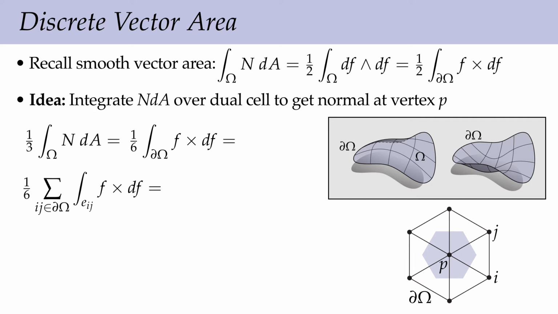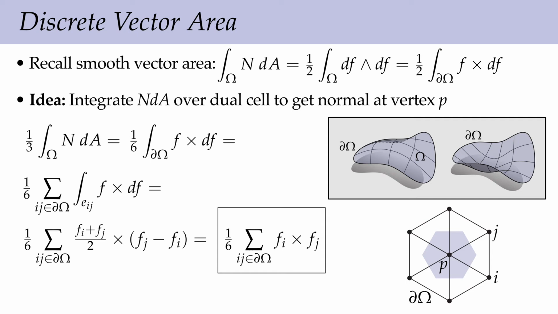When we do this, we get 1/6 the sum over all of these same edges of (fi plus fj)/2 cross (fj minus fi), right? We have the position at the midpoint, cross product with the edge vector. Now, if we're clever, we can actually rewrite this by considering the fact that it's a cyclic sum as an even simpler expression, which is just 1/6 the sum over all those edges of the cross product of consecutive positions. We do f1 cross f2 plus f2 cross f3 and so on.